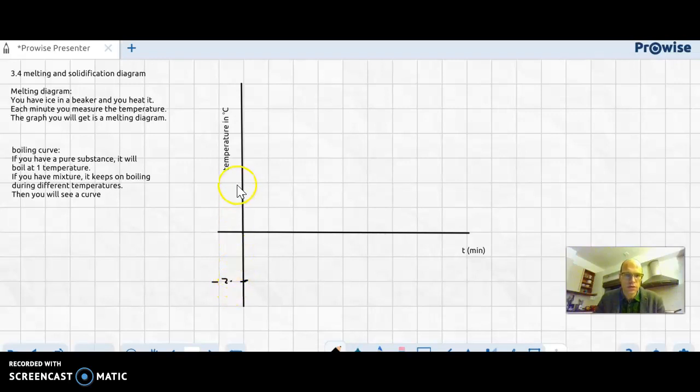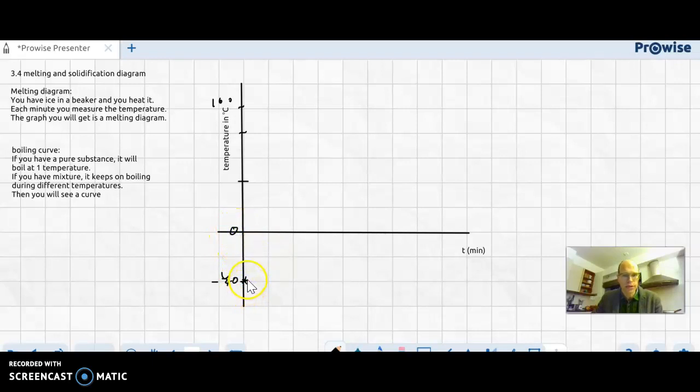20. This is 40, 80, 100. So this is minus 40. We have very, very low temperature ice, people. We start with that over there. So over here we have 100 and so on. And of course here we have 0.